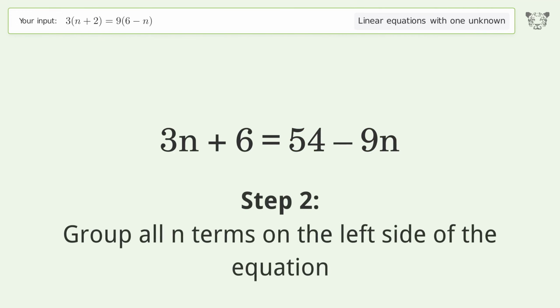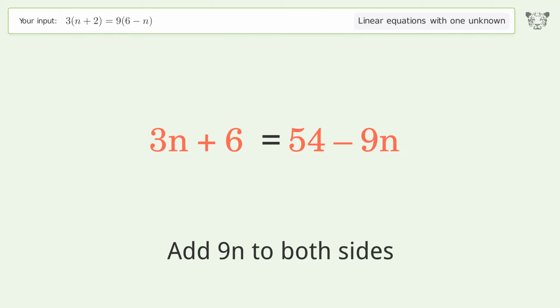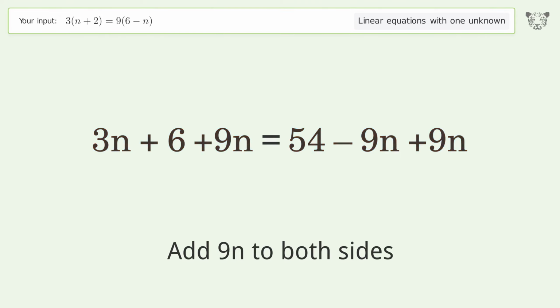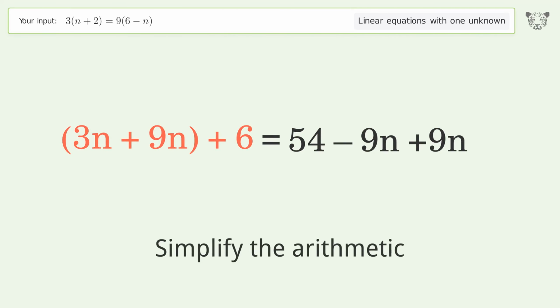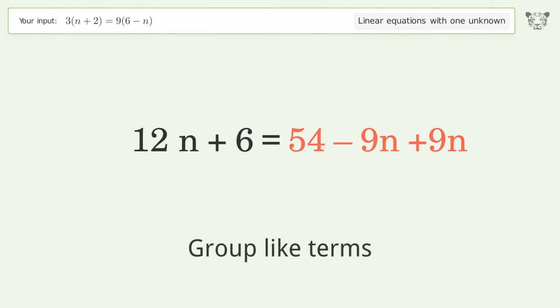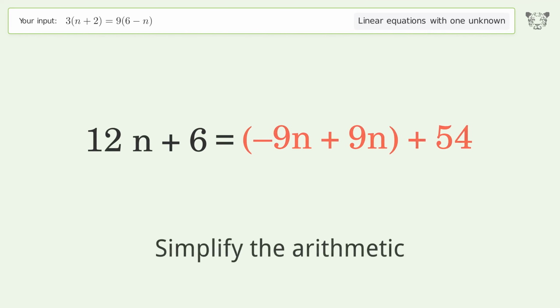Group all n terms on the left side of the equation. Add 9n to both sides. Group like terms. Simplify the arithmetic. Group like terms. Simplify the arithmetic.